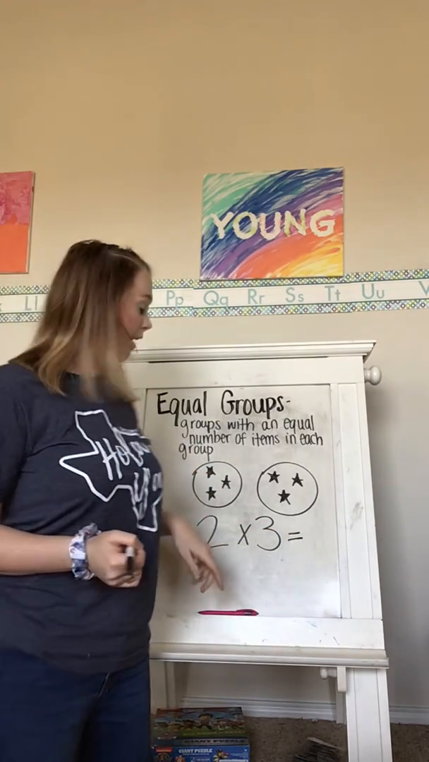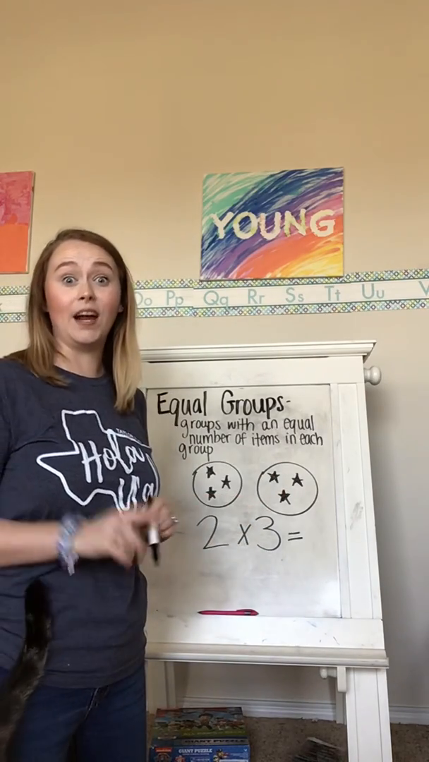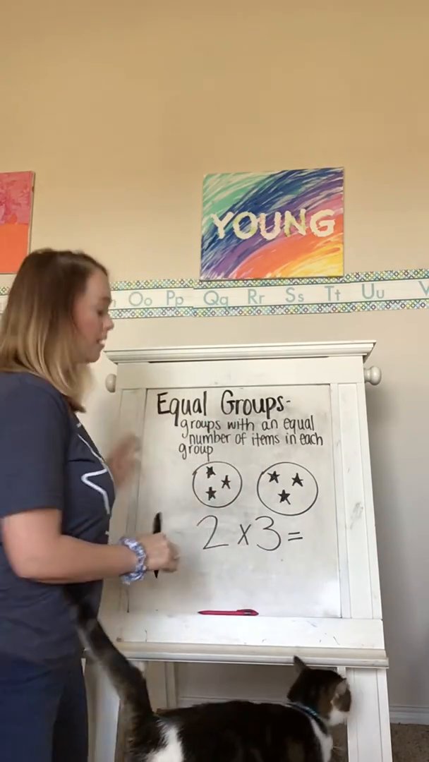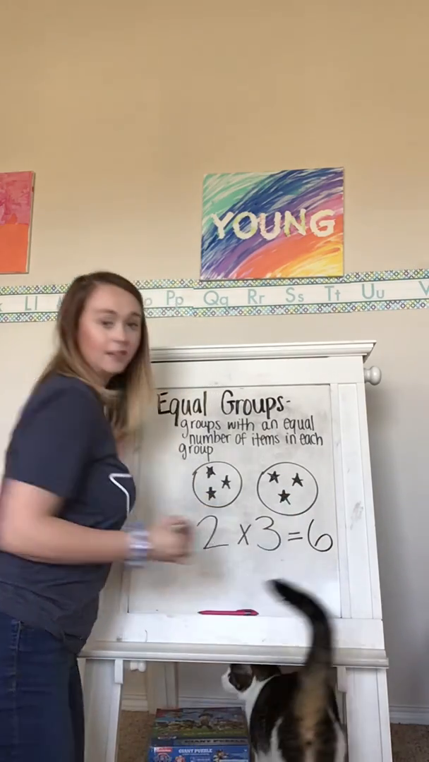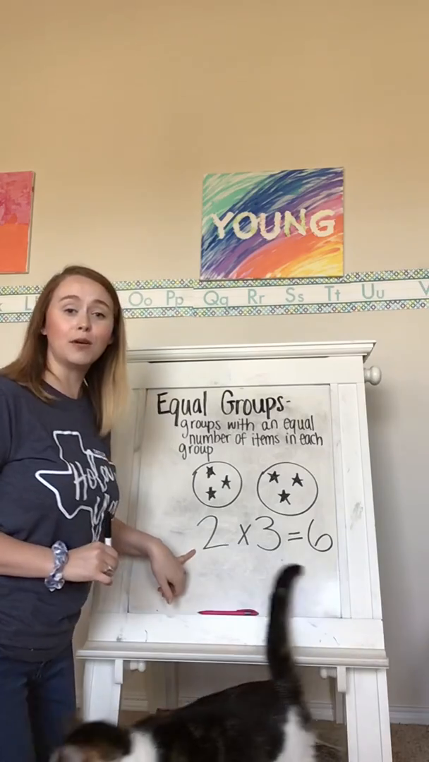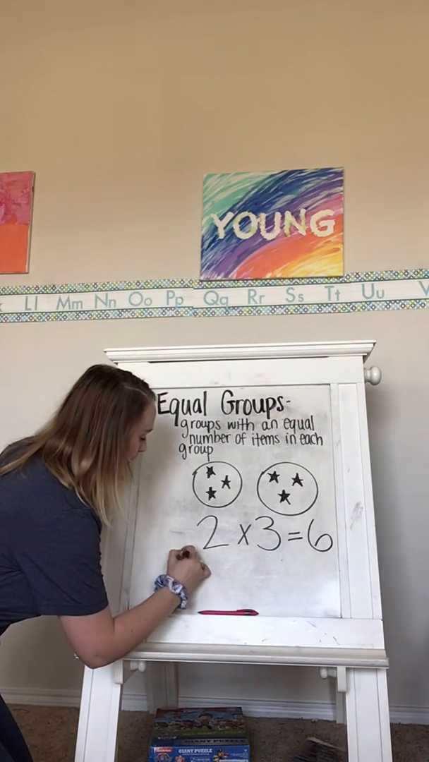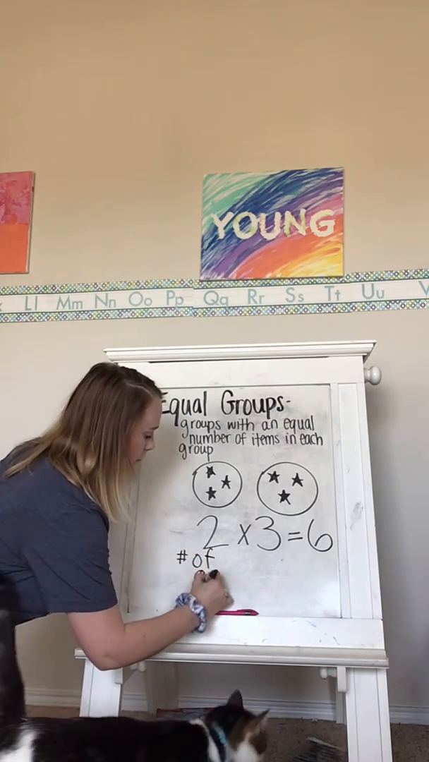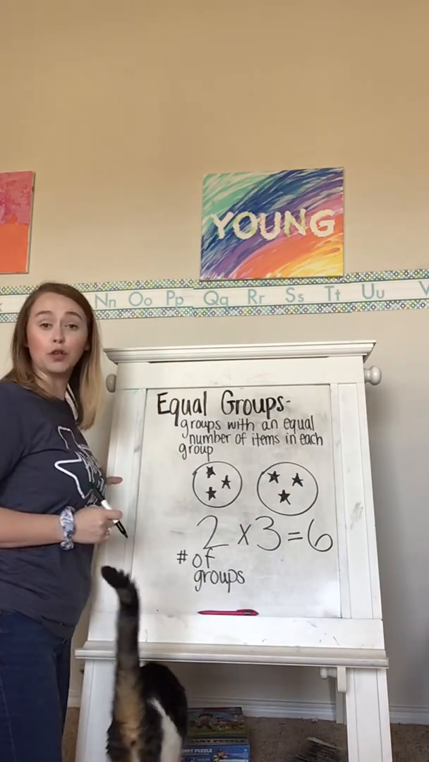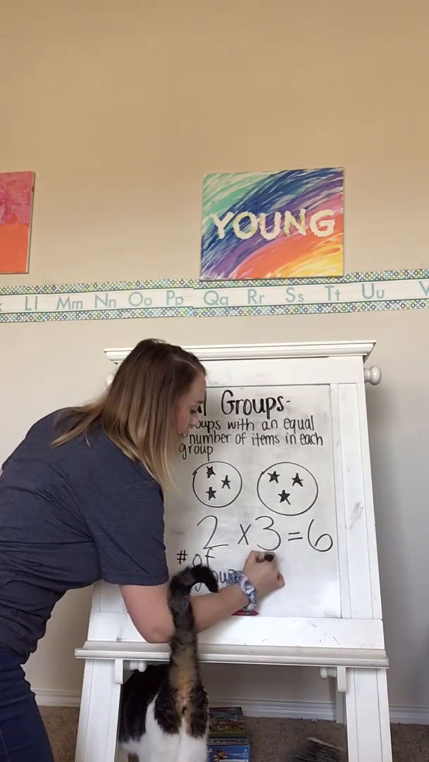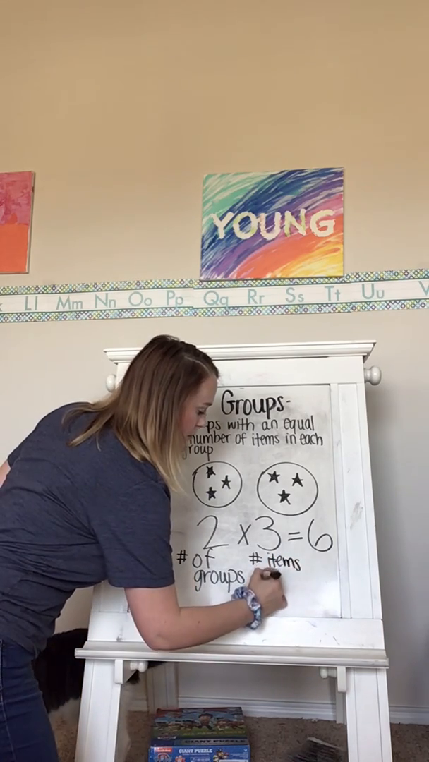Now what happens when I do 2 times 3, this should equal the amount of stars I have total when I count all the stars in both groups. So 1, 2, 3, 4, 5, 6. Our answer is 6. So this first number right here, guys, this is going to be your number of groups. The first number is going to be your number of groups. We have 1, 2 groups. This second number is going to be the number of items in groups.